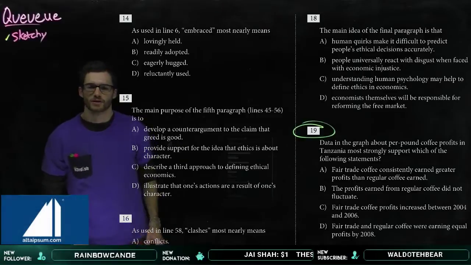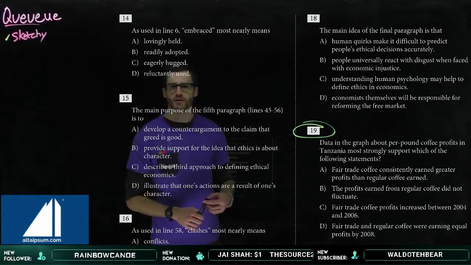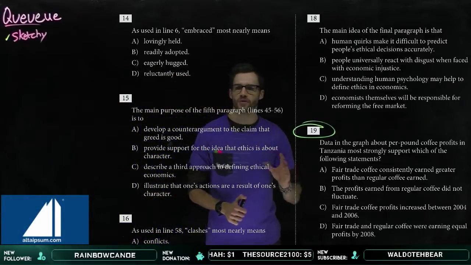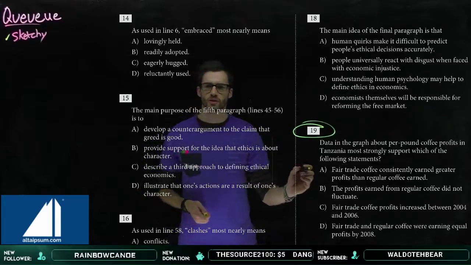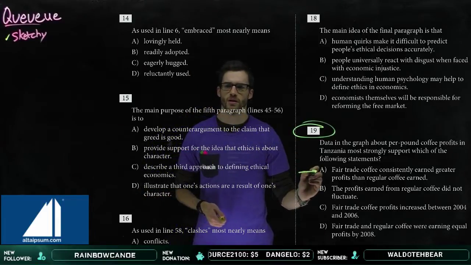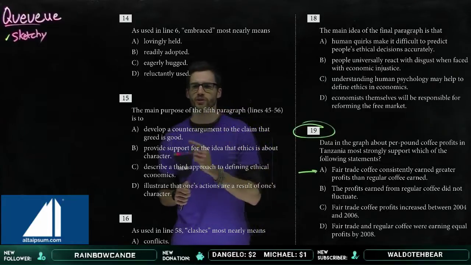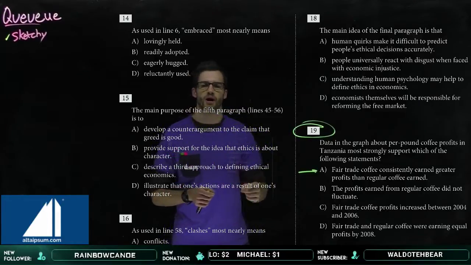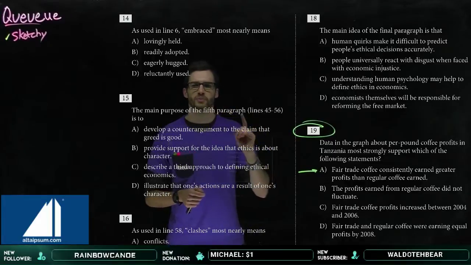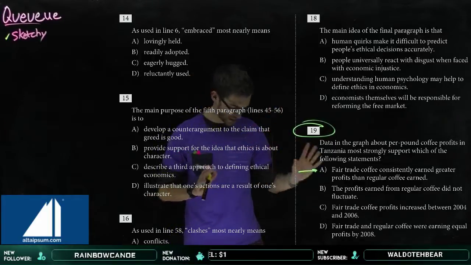Okay, so let's go back. We're going to go to the graph, and we're looking for per pound coffee profits, and let's look at A. So we're looking at A right now, and it says fair trade coffee consistently earned greater profits than regular coffee earned. So fair trade profit is higher. That's what we're doing.